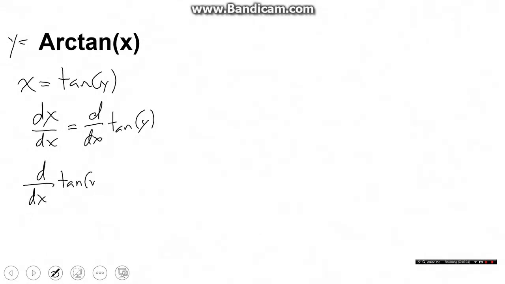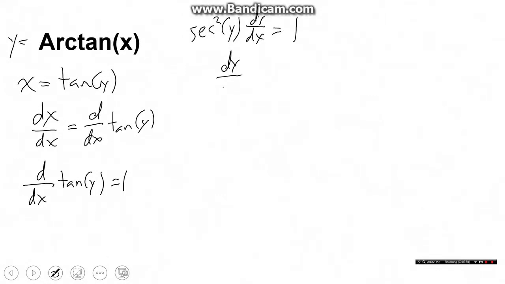Then simplify: d over dx of x equals 1. And the derivative of tangent is secant squared, so the derivative becomes secant squared of y. And of course, don't forget the chain rule, dy over dx. That equals 1. Then we're going to divide both sides by secant squared y, leaving us with dy over dx equals 1 divided by secant squared y. Put some parentheses around that.